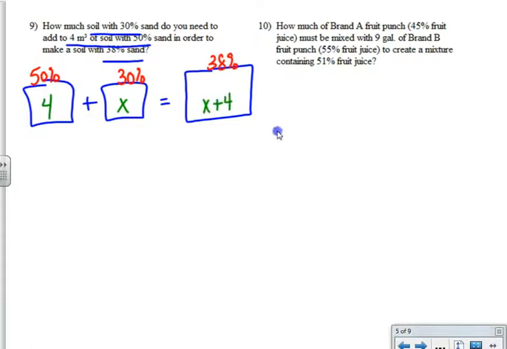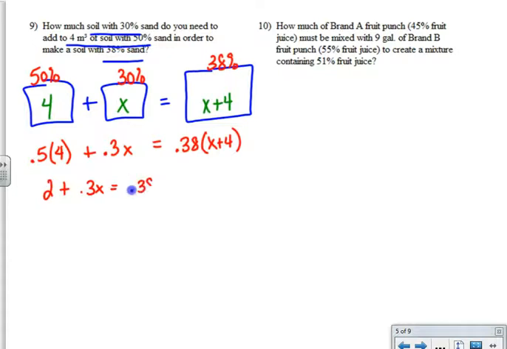Now if I think about setting that up as an equation, 50% times 4 cubic meters would be 50% written as a decimal times 4, and then 30% times x would be 30% x, and then be careful on this last part. It's 38% of the quantity x plus 4, so we're going to have to distribute that. So I'm going to go ahead and just clean this up a bit. I get 2 plus 0.3x equals, let's see, 0.38x plus 1.52.